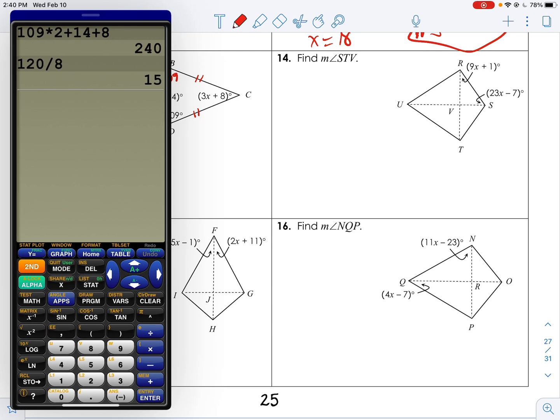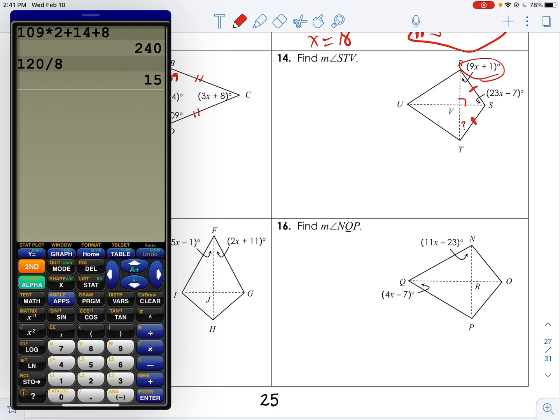There it is. Let's kick it over here. Give it a pause. Give it a try. Angle of STV. So we have to find that one. Well, since this is isosceles, I know that it's also 9x plus 1. So all I have to do is plug it into that one. I just need to know what x is.